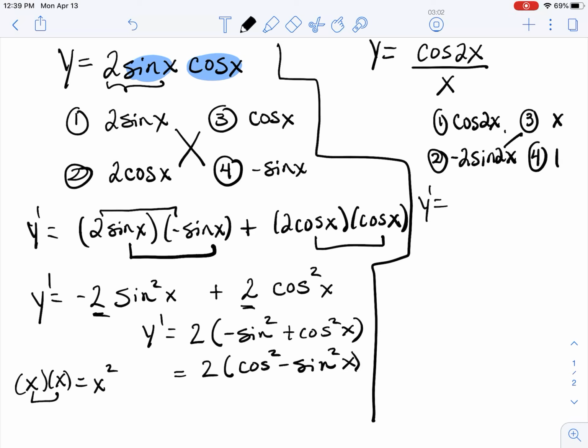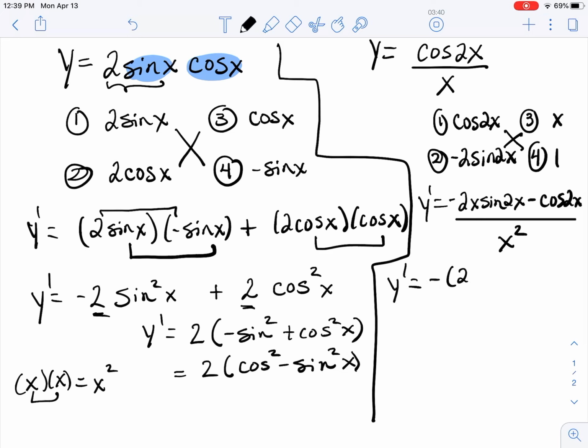So remember, quotient rule is 2 times 3 minus 1 times 4 over 3 squared. So minus 2 sine 2x times x. Now we're going to be careful. That's going to come out to minus 2x sine 2x. We do not want to disturb that sine 2x function. And cos 2x times 1. And we are subtracting there. That's minus cos 2x, all over 3 squared, which in this case would be x squared.